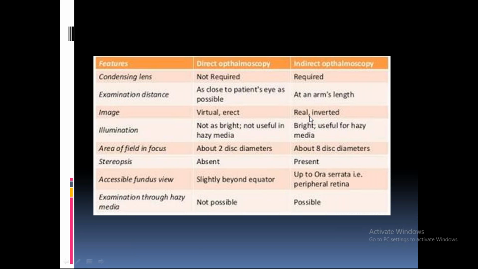In the direct ophthalmoscope, stereopsis is absent. You cannot see beyond the equator; slightly, you can see only up to the equator. Not possible in hazy media. Illumination is not as bright. Image formed is virtual and direct. There is a difference between direct ophthalmoscopy and indirect ophthalmoscopy.